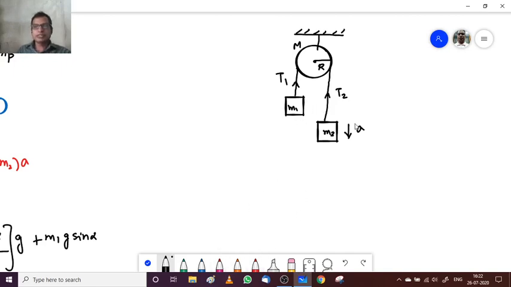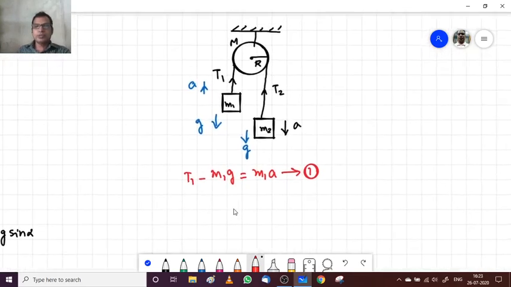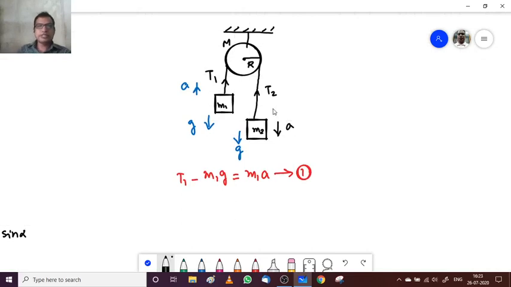In such an example, if this is moving with acceleration a, this will also be moving with an acceleration of a, and then there is g acting over here. Now let's try to write an equation for them. For the block m1, I can say T1 minus m1 g is equal to m1 a. This is my first equation. Now for block 2, T2 is the tension which is acting opposite, and the acceleration is over here. So m2 a is going to be m2 g minus T2.